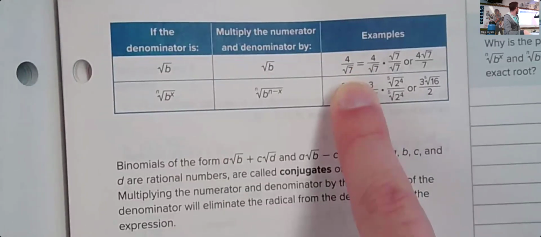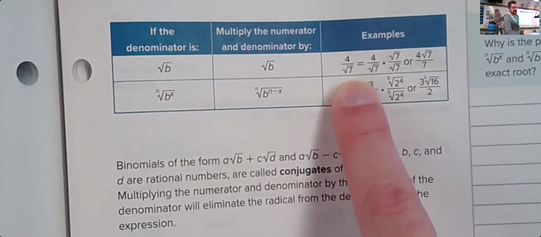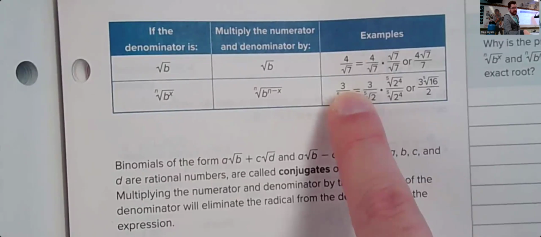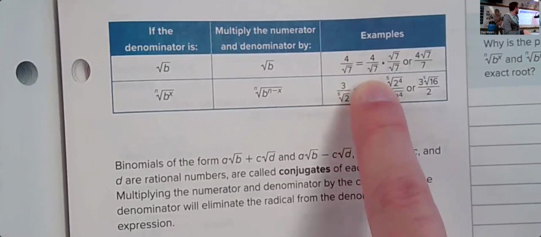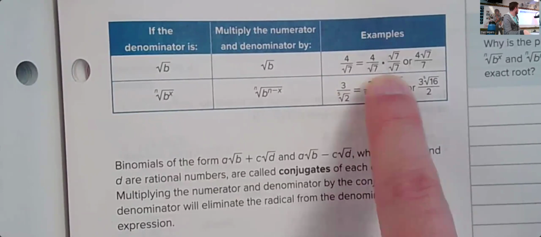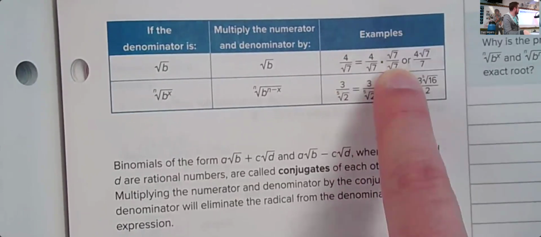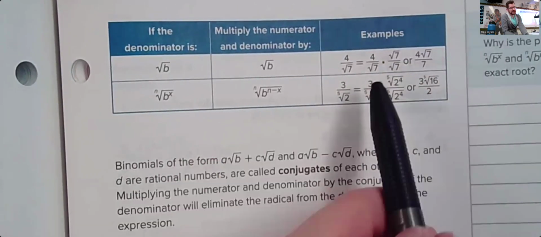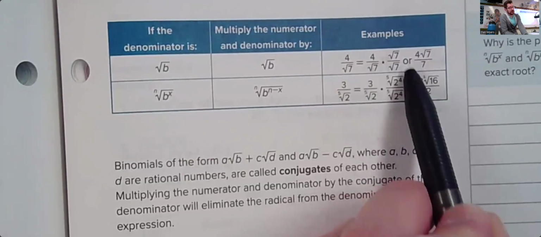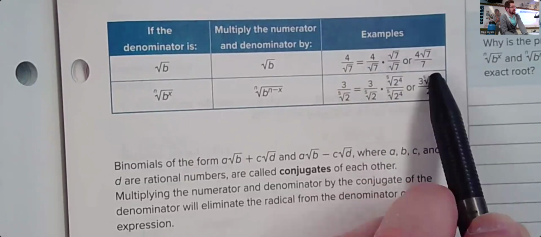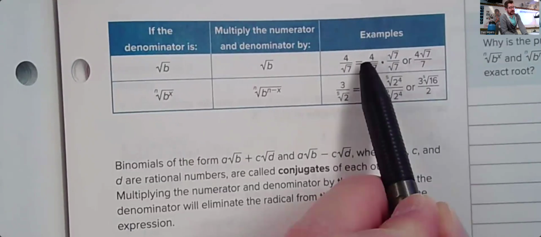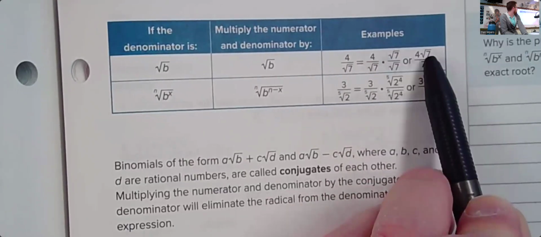So if you have 4 over the square root of 7, we've already done stuff like this. To rationalize the denominator, get rid of the root 7 on the denominator, you'd multiply both numerator and denominator by the square root of 7, because when you multiply a square root by itself, this would be the square root of 49, which is equal to 7. And then on the numerator, you get 4 times the square root of 7, and that would be your answer.